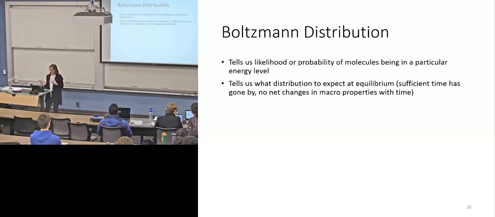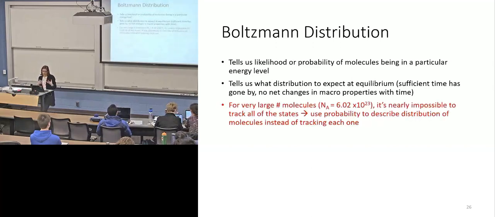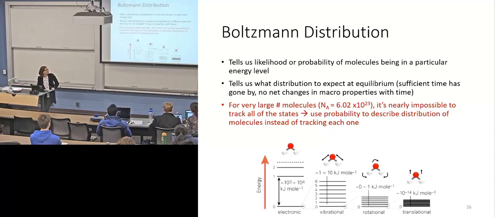Okay, but we can also have alternative distributions. For very large numbers of molecules, it's nearly impossible to track all their states, especially both energy and position together, okay? And it's much easier to look at the probability. Here's the figure I tried to draw for you, okay?